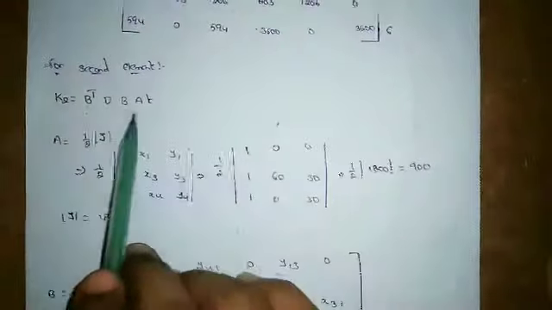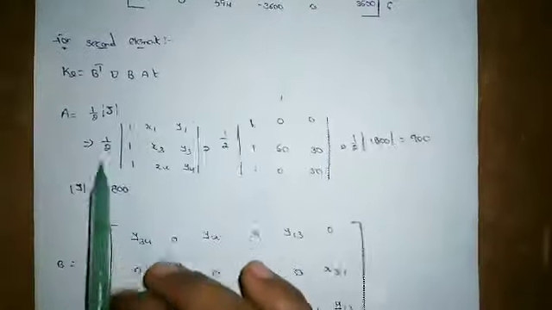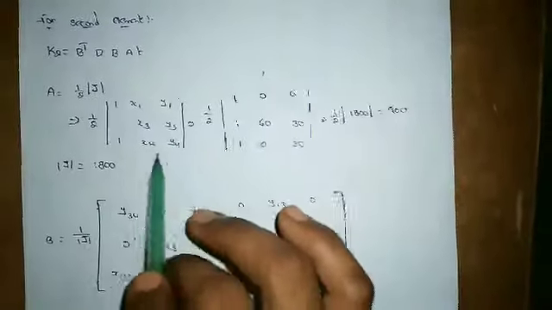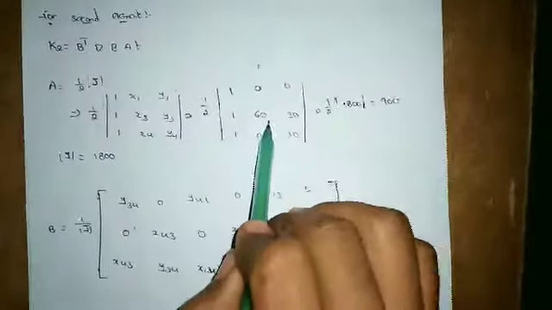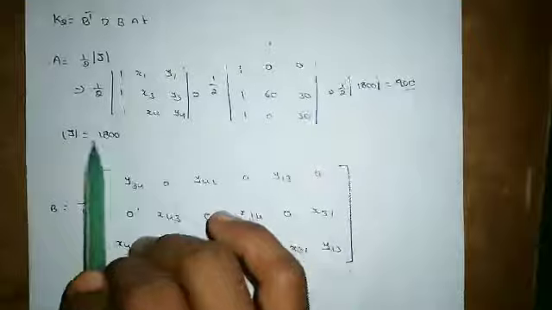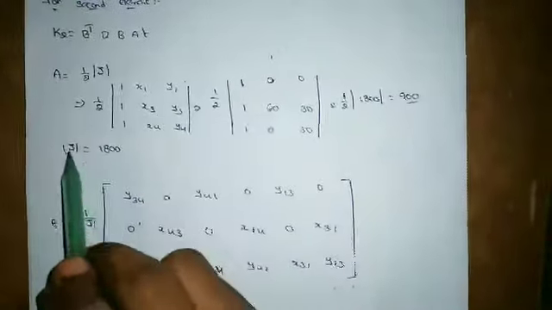Similarly for the K2 element, the formula is the same, but the area formula is the determinant of 1 x1 y1, 1 x3 y3, 1 x4 y4. Substitute all the values, you will get the value of the area is the same. Here the mod of J means that J is 1800.